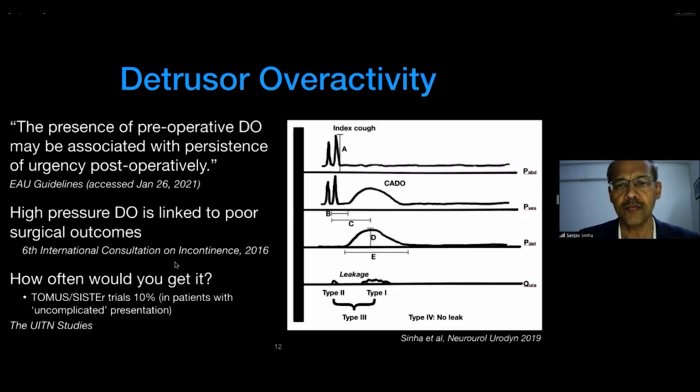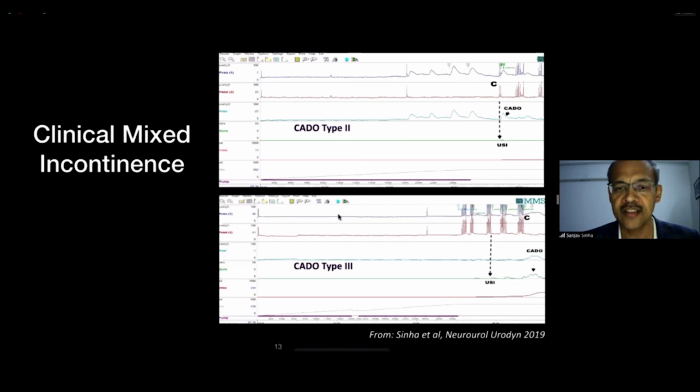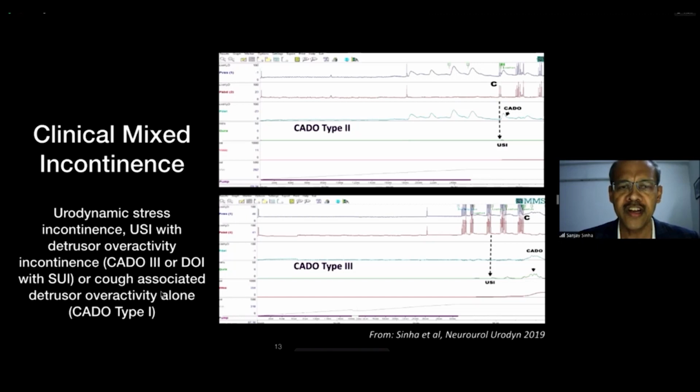postoperative urgency. You could also have cough-associated detrusor overactivity, and this can take several forms, as we published in 2019. And some of these things are difficult to differentiate. So you can see here, this is a patient who has a type 2 cough-associated detrusor overactivity incontinence, where the leak happens with the stress rather than with the phasic contraction. This is a patient who has type 3, where the leak is both with the stress as well as with the phasic contraction. Very difficult to differentiate all these and offer appropriate surgery to the patient just on the basis of clinical history, unless you do a careful examination of the urodynamic traces.